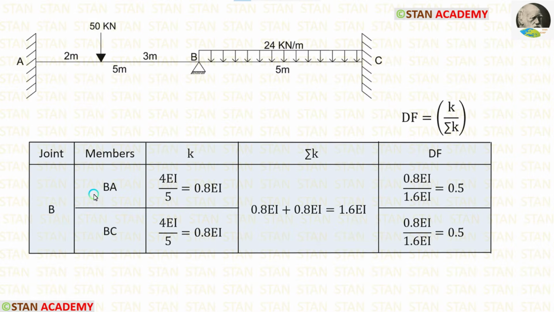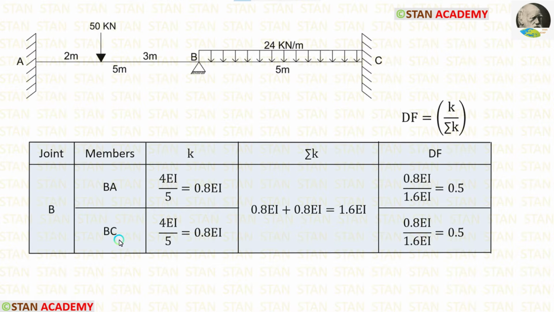To calculate the stiffness for BA, from the joint B, we have to look at the point A. In the point A, we are having fixed support. If the far end is fixed, the formula is 4EI upon L. Here the length is 5 meter. Let us apply that. Finally, we are getting 0.8 EI.